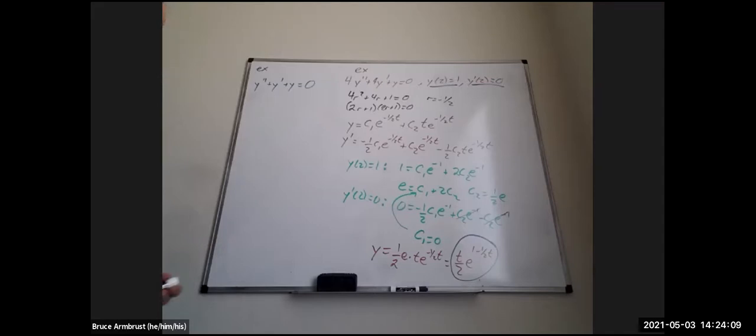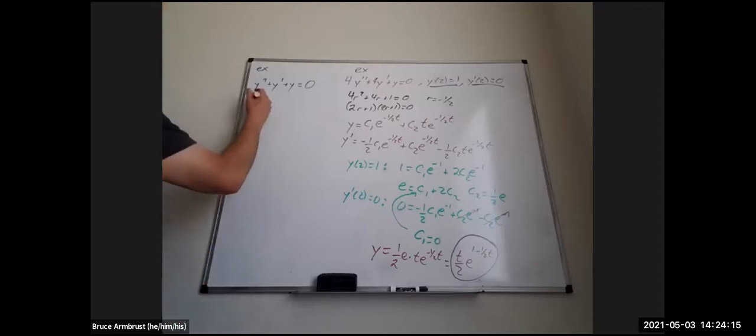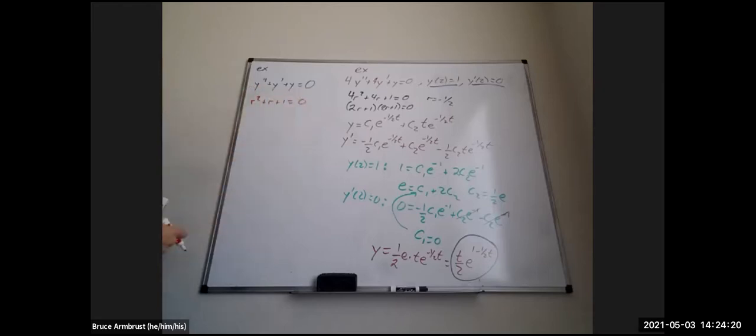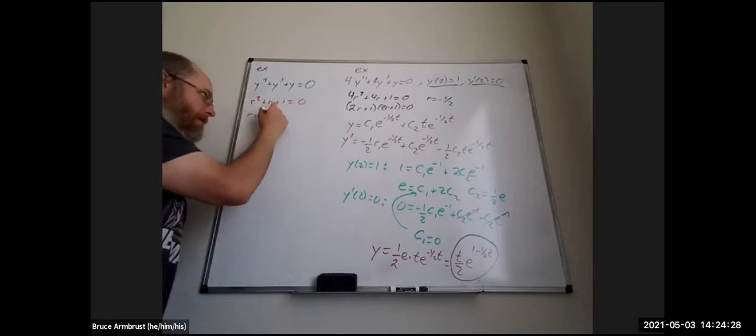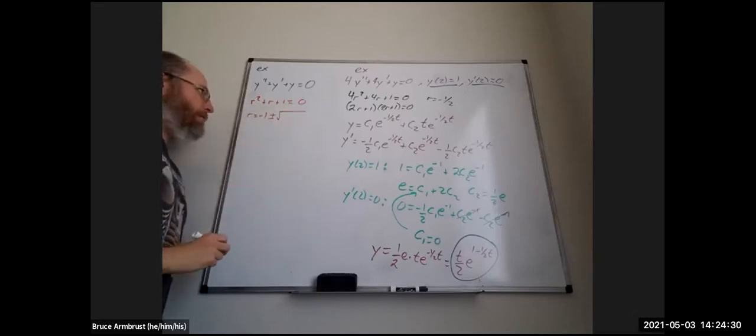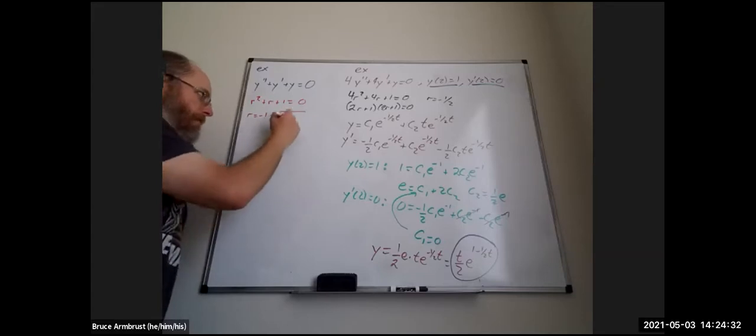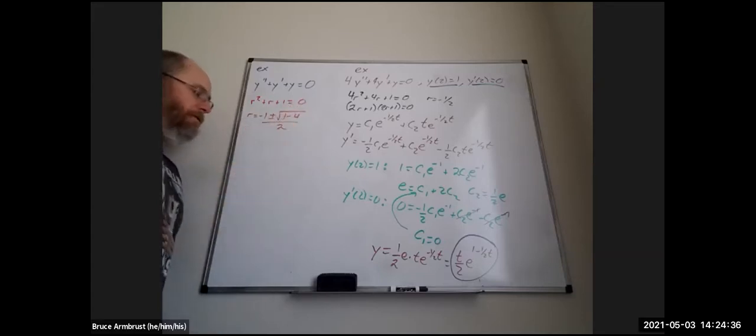All right, well, we're going to start exactly the same way. Let's begin by creating our polynomial. So we have r squared plus r plus 1 equals 0. This one does not factor. So if you go to the quadratic formula, you get -1 plus or minus the square root of 1 minus 4 all over 2.